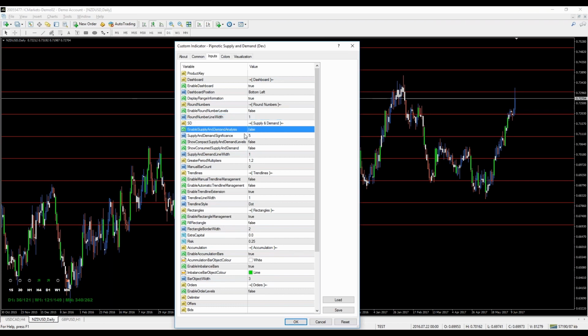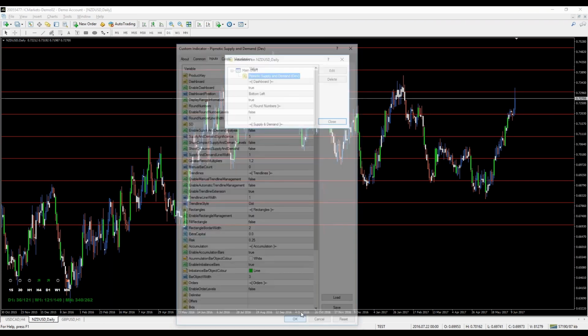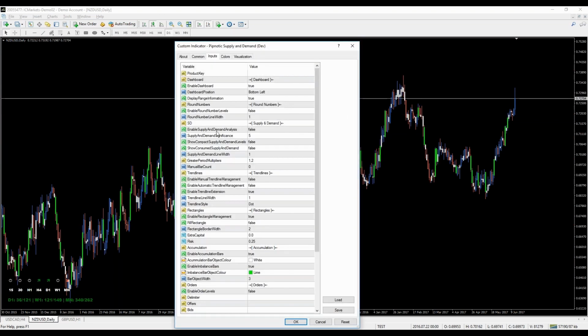Okay, and then we come down to the supply and demand functionality. Okay, so we have the setting here, enable supply and demand analysis. We'll set that to true. We have something here called supply and demand significance, and this tells the indicator for what number of periods to the left and to the right the area of supply and demand has been respected. So we have had no closes through and beyond the area for 5 periods to the left and 5 periods to the right of an area that is to be qualified. And the higher this number, the more significant the area.